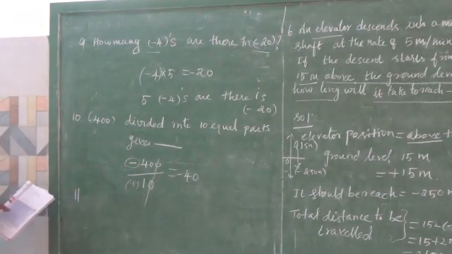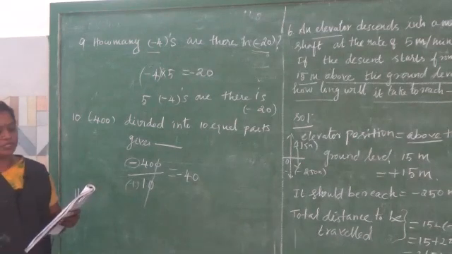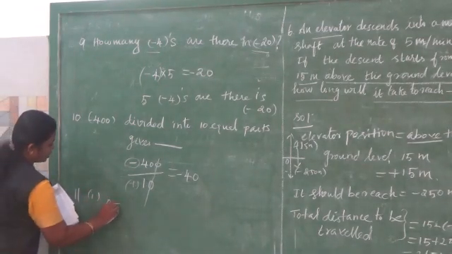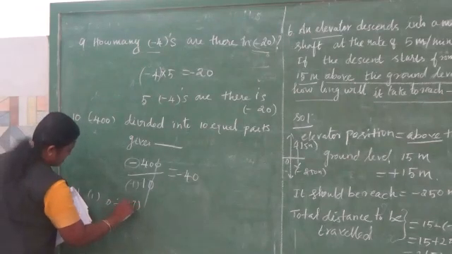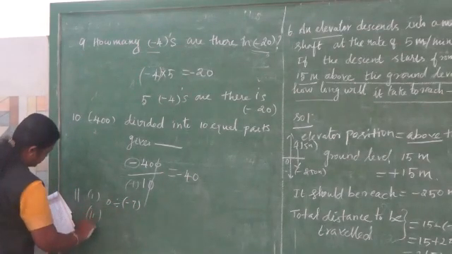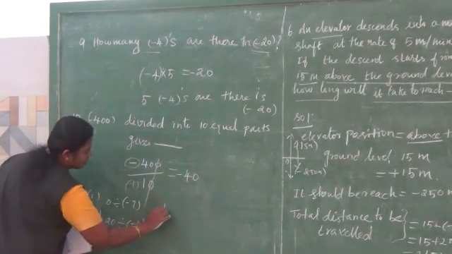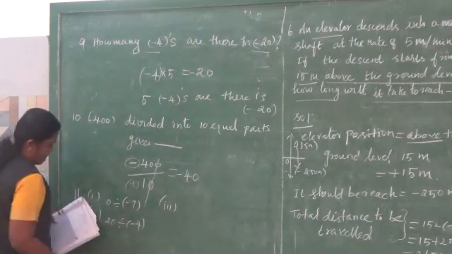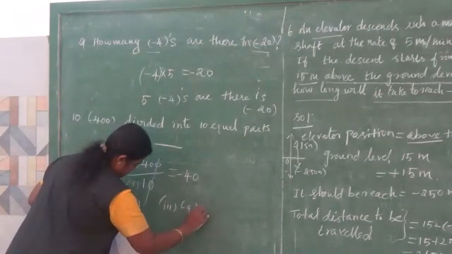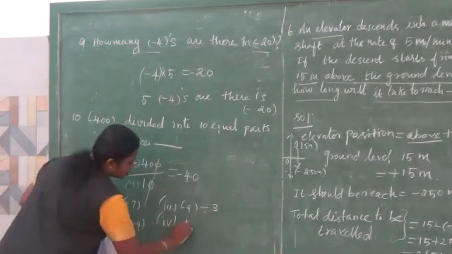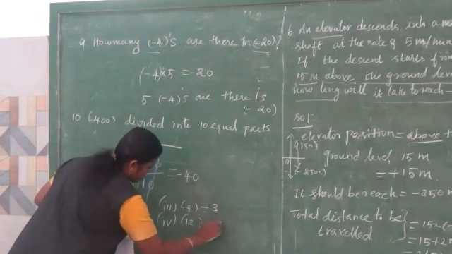Come to the 11th one, it is an objective type question. Which of the following does not represent an integer? First option is 0 divided by minus 7. The second option is 20 divided by minus 4. The third option is minus 9 divided by 3. The fourth option is 12 divided by 5.